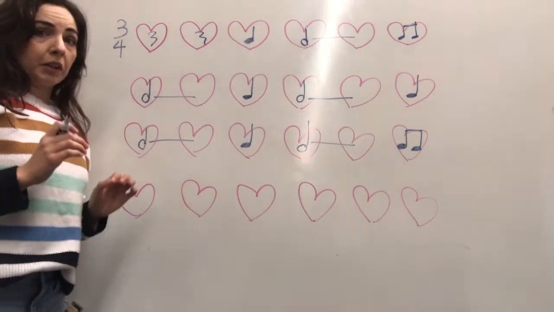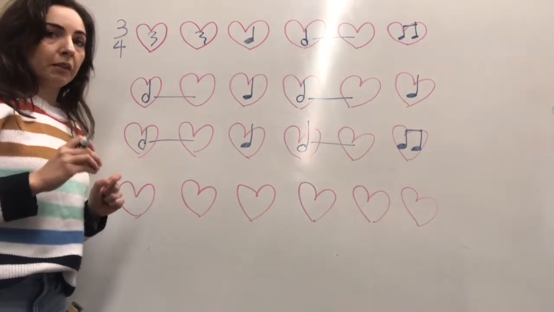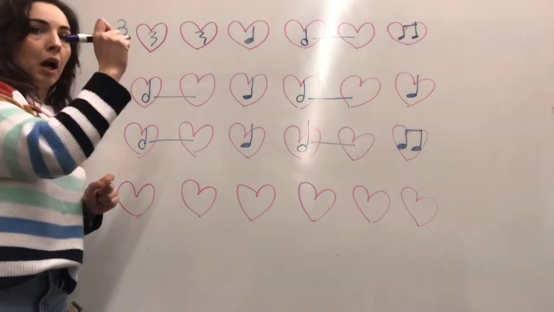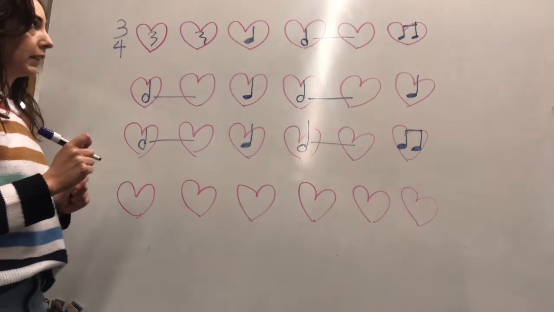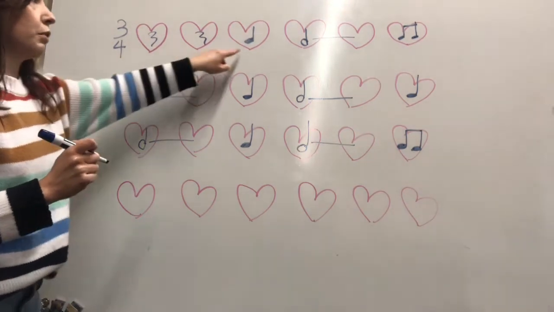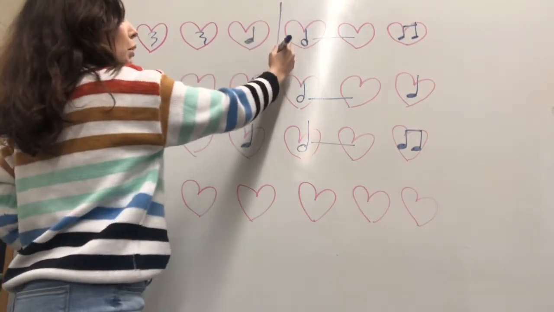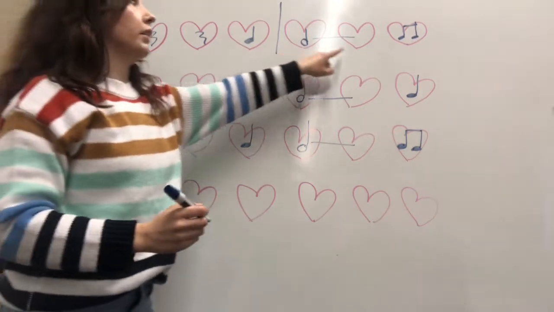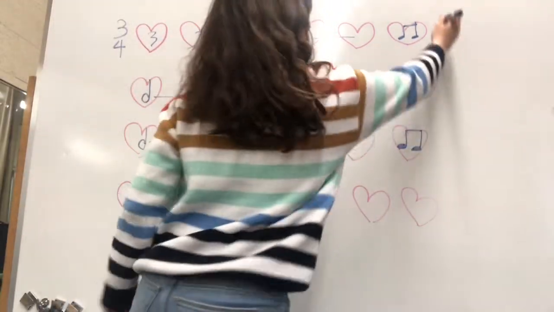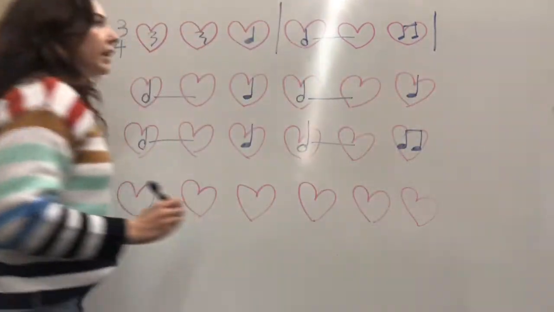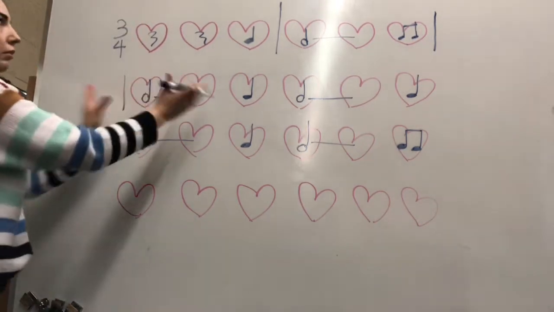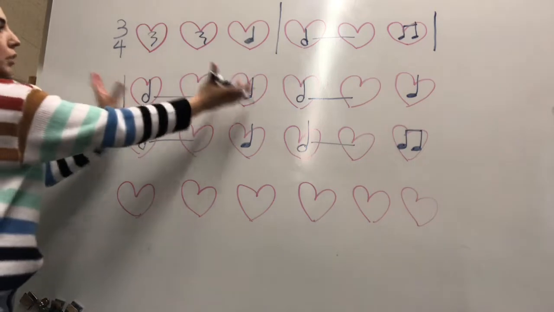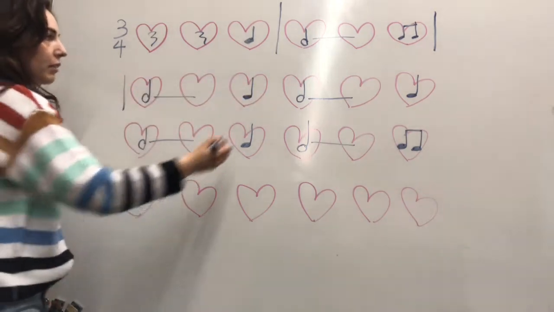So what we're going to do to put this in 3/4 time, we're going to draw a bar line in between every 3 hearts. 1, 2, 3. Bar line. 1, 2, 3. Bar line goes there. We'll put a bar line at the beginning here just to have our nice little chunks of time divided.